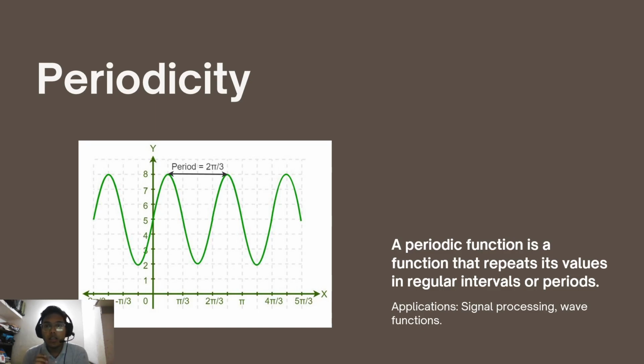Now periodicity. Okay, so a periodic function is a function that repeats its value in regular intervals or periods. So it is basically measuring at a specific period what will be the value of the graph, and it keeps repeating sometimes, right? We can see in an ECG also how it works. So what are the applications? It helps in signal processing and wave functions.